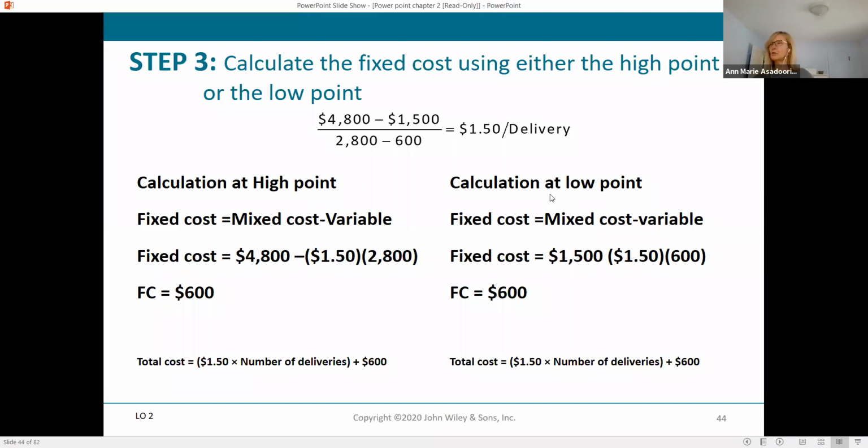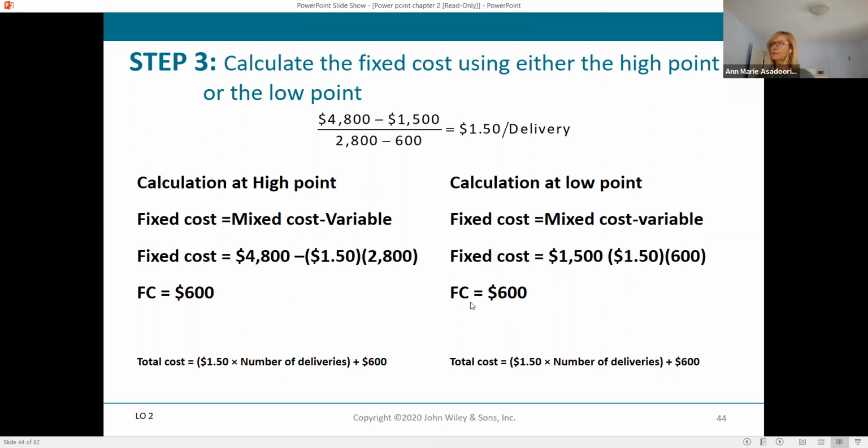And again, this line was drawn based on these 2 points. So this should work for both of these points, right? My mixed cost at the lowest level of activity was 1,500. I want to back out the variable portion of that, and I should be left with fixed. So I'm taking the 1,500. Again, variable cost per unit is constant, but here at this low cost, I only did 600 deliveries. So to back out total variable, it'll be $1.50 for 600 deliveries. And I get that fixed cost of 600.